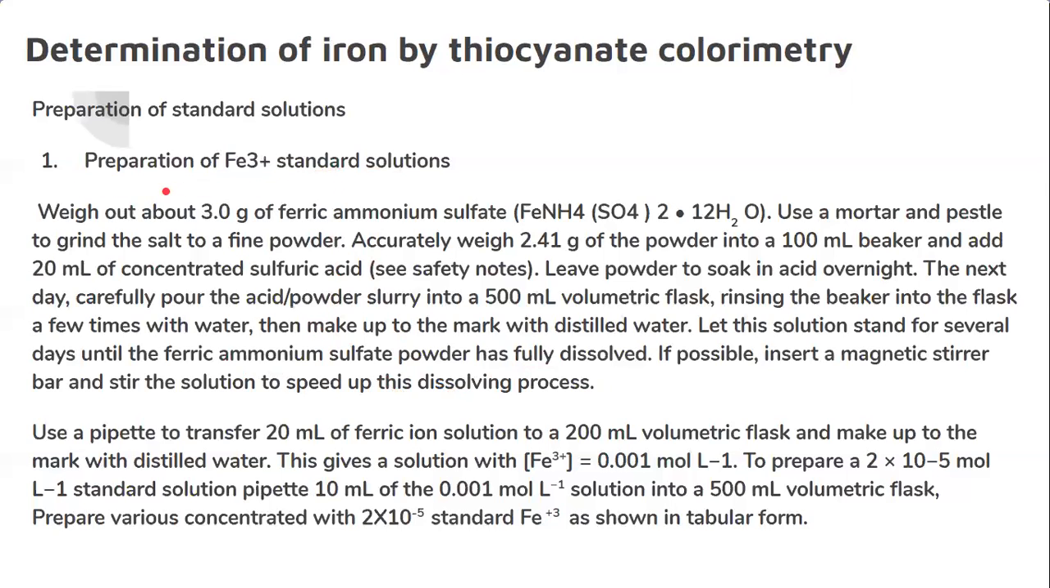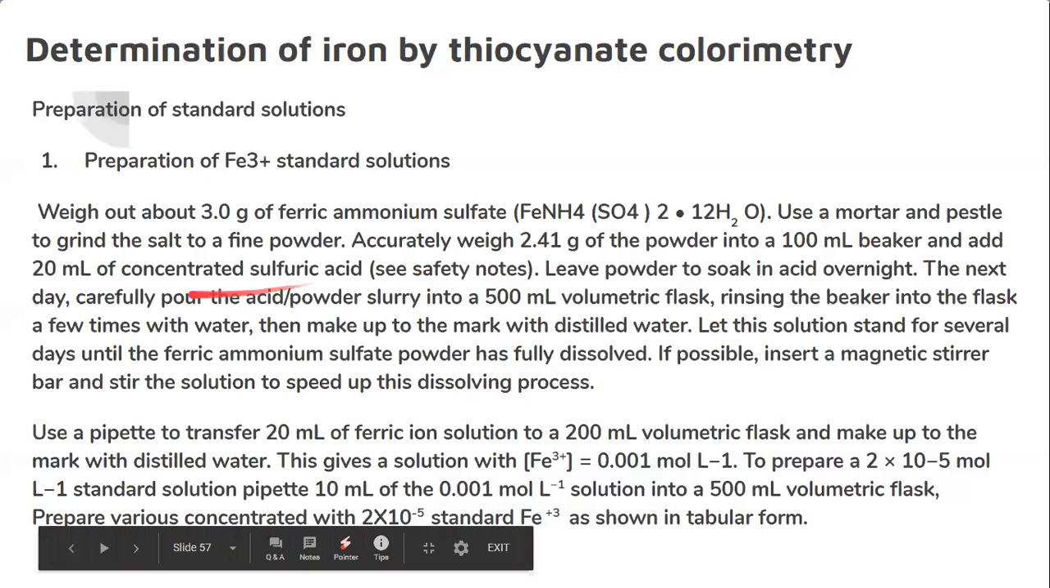So this is the preparation of the stock solution, the ferric ion solution. With the help of this ferric ion solution, we can prepare various concentrations of standard solution. The concentration of the solution prepared so far is 0.001, that is nothing but 1 millimole. To prepare 2 millimole, just take 10 ml of 1 millimole and transfer it into the 500 ml volumetric flask. So we can get this 2 millimole ferric ion solution.